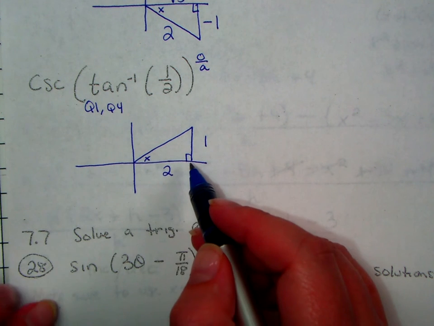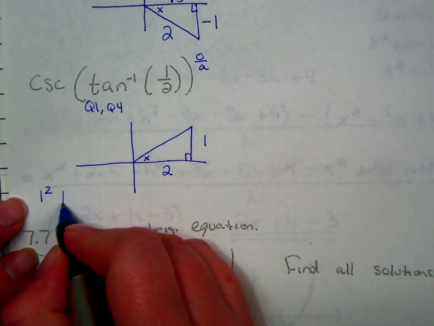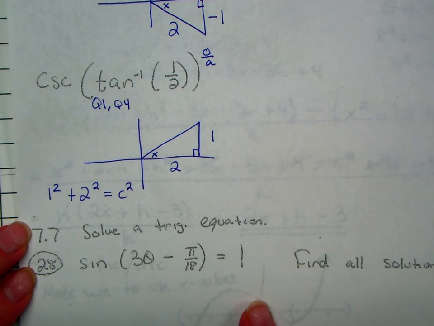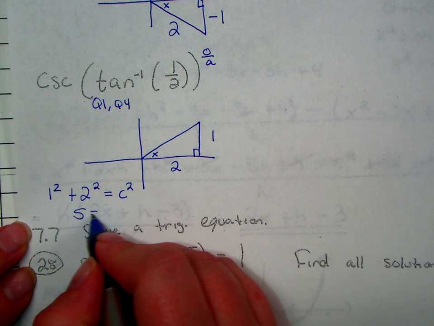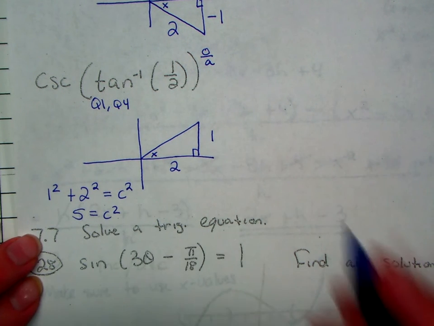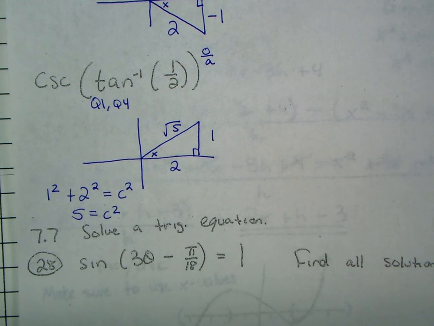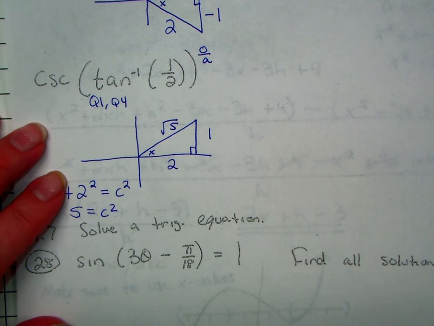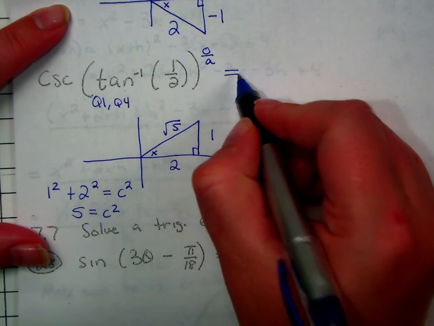Since we have a right triangle, we can just use the Pythagorean theorem. 1 squared plus 2 squared is the hypotenuse c squared. So 4 plus 1 is 5. So the hypotenuse is rad 5. Since this is not a special triangle, we actually don't know what the value of x is without plugging it into our calculator. But we don't need to know what x is.